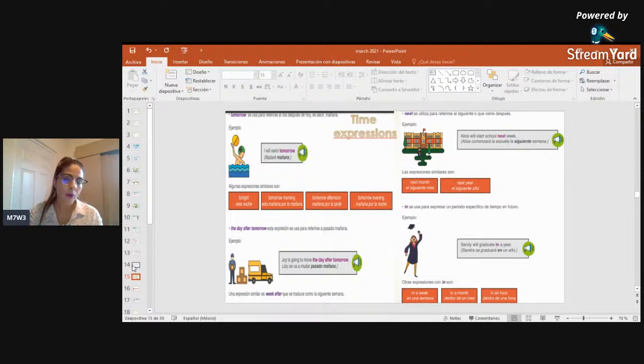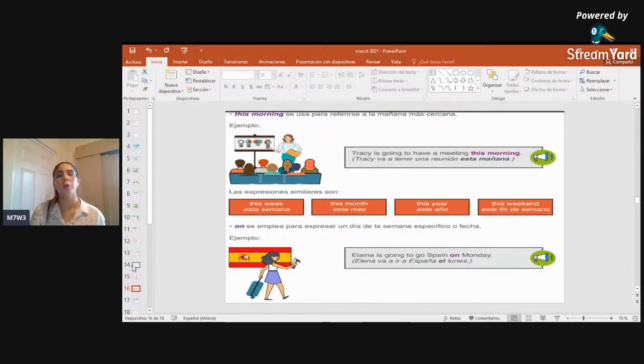In a week, podemos usar en una semana, in a month, en un mes, in a year, in an hour, in all the expressions we want. This morning, depending on the time, we can use this morning. Tracy is going to have a meeting this morning. Tracy va a tener una reunión esta mañana, cuando estamos hablando de un futuro pues muy cerquita.